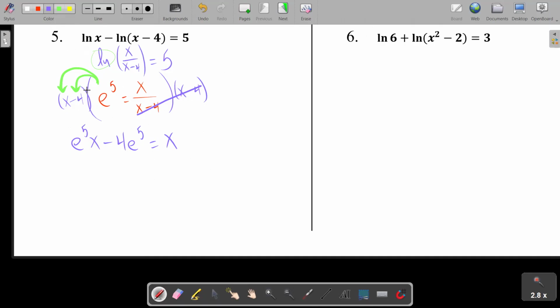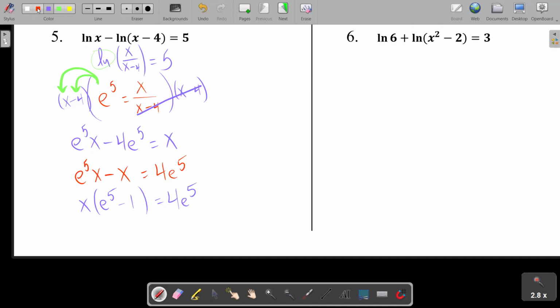The key here is to get your x's on the same side. So I'm going to leave my e to the 5th x just hanging out here. I'm going to bring this x over by subtracting him. And then I'm going to move the 4e to the 5th to the right and make him positive. And again, the key here is that I got the x's on the same side. So I can now sort of reverse distribute, common factor. So I'm going to pull the x out, and that leaves behind e to the 5th minus 1.